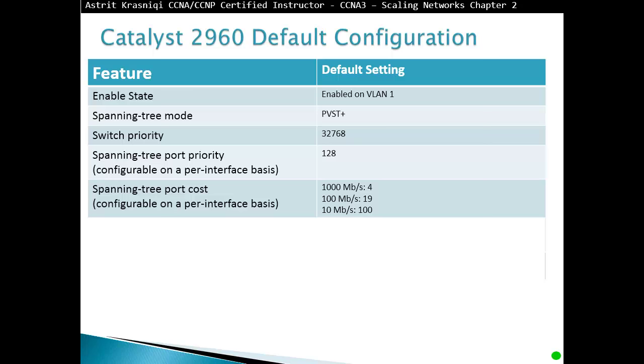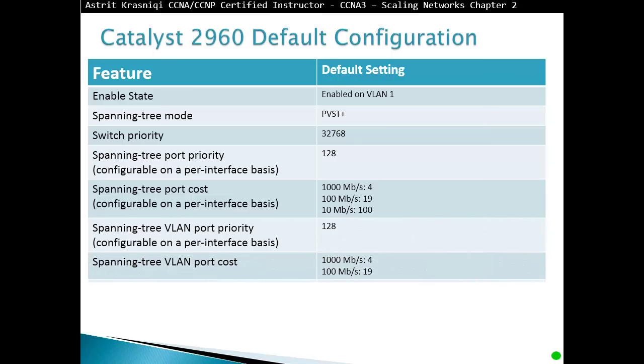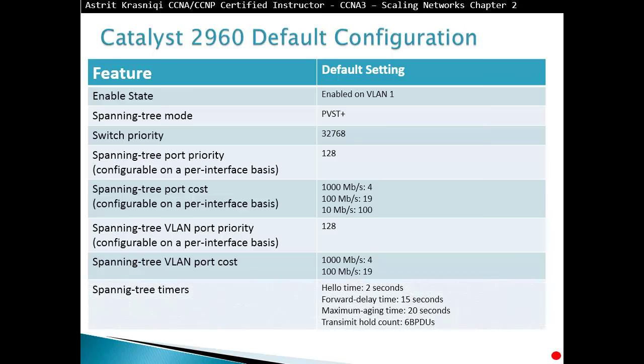For 100 Mbps it is 19, for 10 Mbps it is 100, and we don't have it here, but for 10 gig it is 2. Spanning tree VLAN port priority is 128. Spanning tree VLAN port cost, again, for 1 gig is 4, for 100 Mbps is 19. And spanning tree timers: hello time is every 2 seconds. Forward delay timers, which is listening and learning, 15 seconds. Maximum age time is 20 seconds. And transmit hold count is 6 BPDUs.